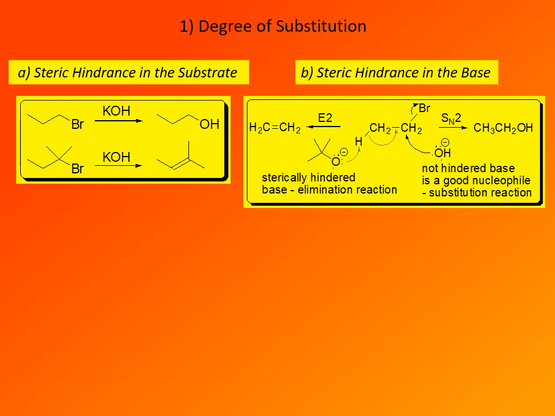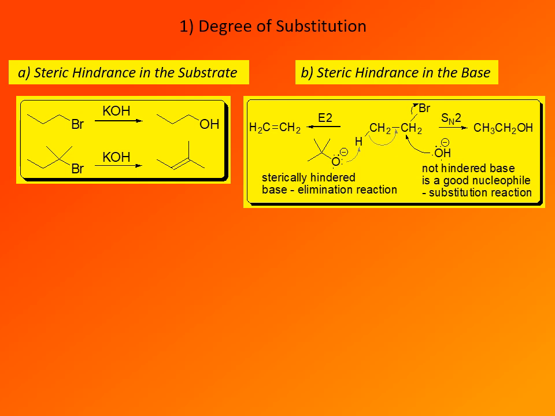On the other hand, if we want to carry out an elimination reaction, we should use a large, sterically hindered base, because a sterically hindered base is a strong base, but it's not a nucleophile. As it is not a nucleophile, nucleophilic substitution is not possible. So this is how we can get primary substrates to undergo E2 eliminations.